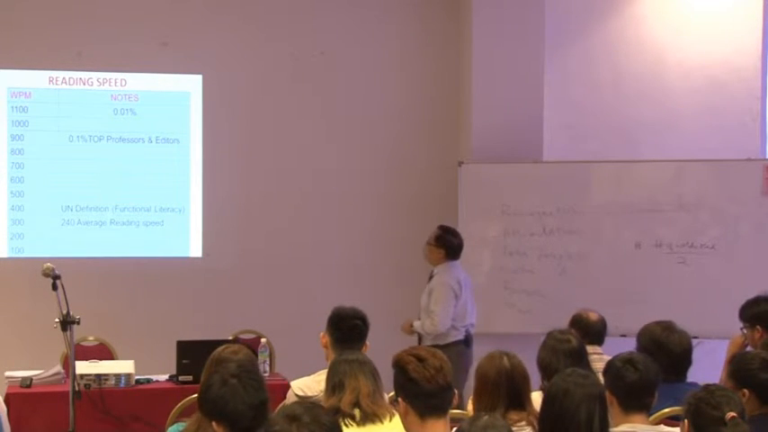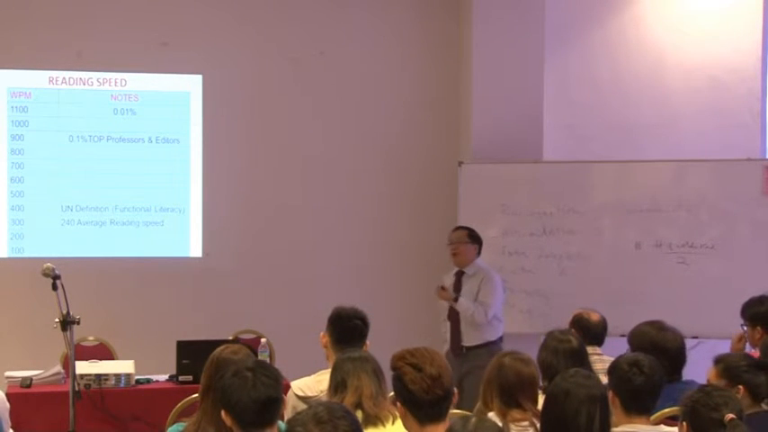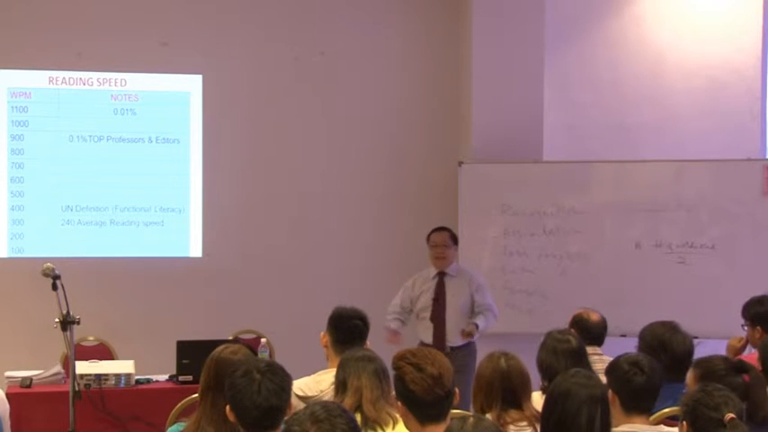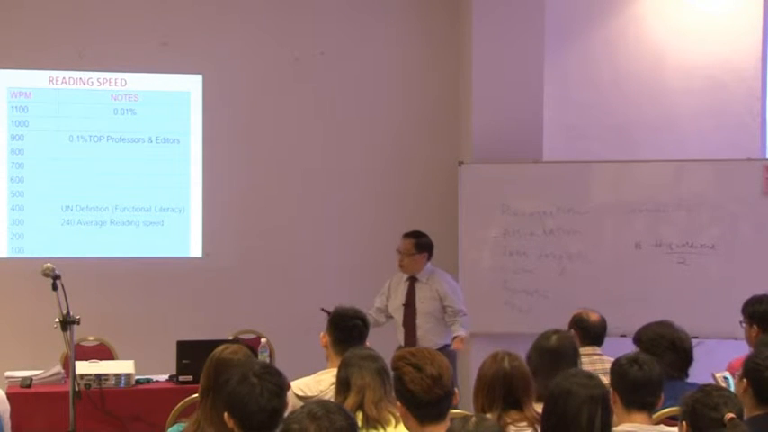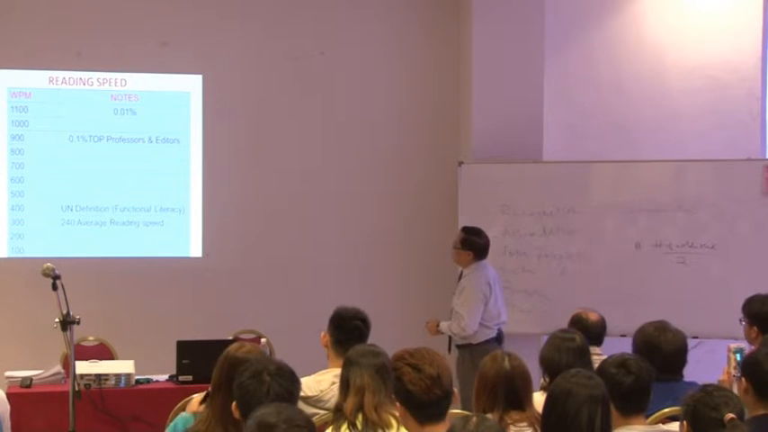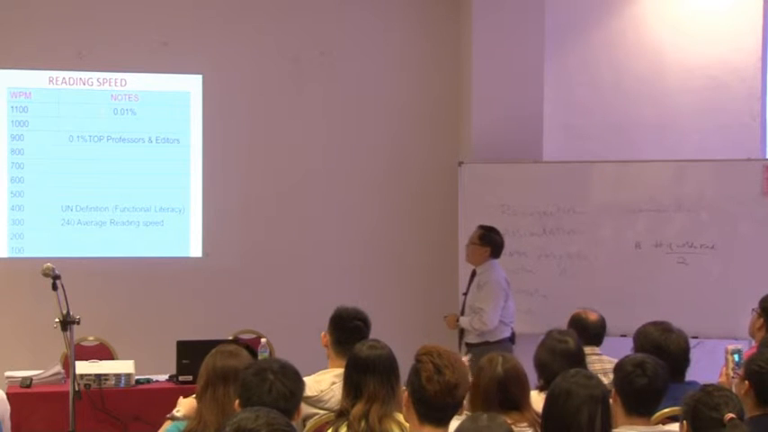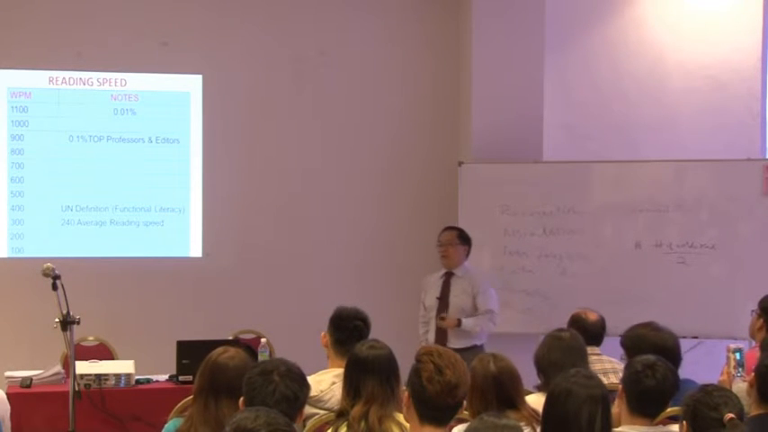Now, if you go right up to 900 words per minute, it's 0.1% of the population. And they are top professors and editors simply because they have to read very much. Right? They have to write, they have to read a lot every day, and that's their profession, ultimately. And of course, if you are at 1,100 words per minute, you'll be 0.01% of the population of the world.